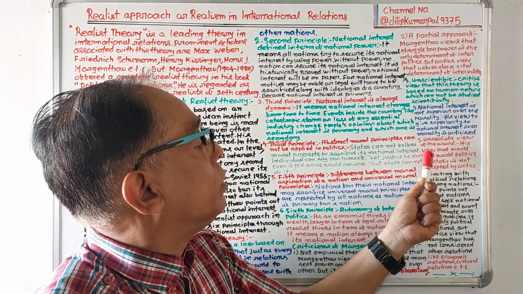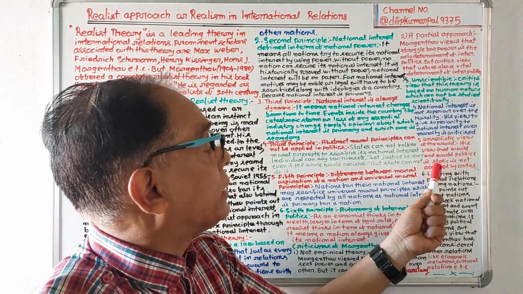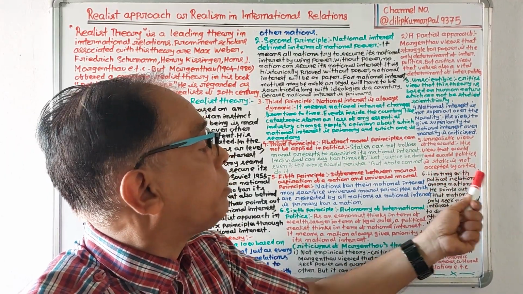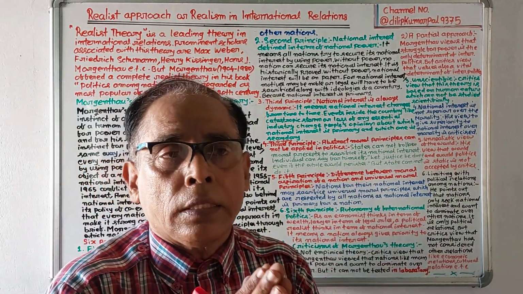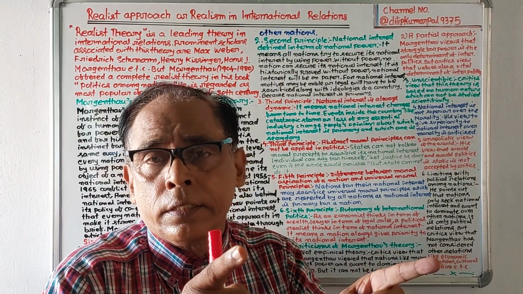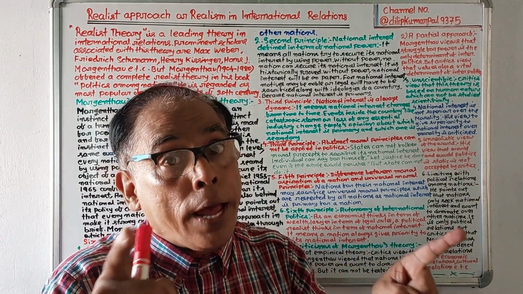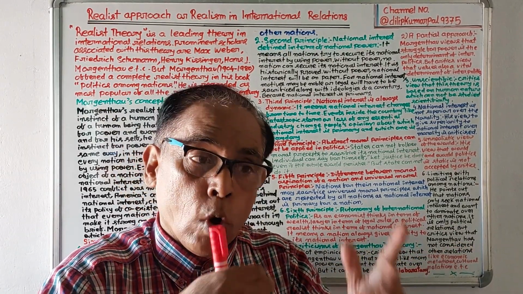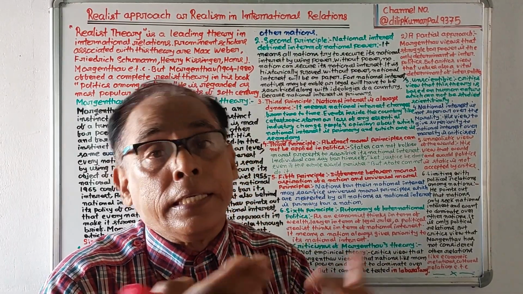His view that the world and world politics are static is not accepted by critics. According to Morgenthau, world politics and the world are static. But critics are not prepared to accept it. According to critics, world politics and the world are changing.